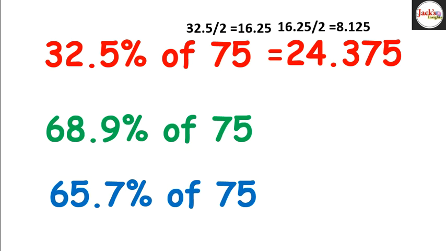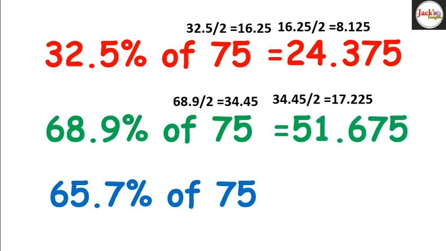Another, 68.9% of 75. So half of 68.9 is 34.45. And what is half of 34.45? That is 17, and half of 0.45, that is 22.5, so that is 17.225. Okay, so 45 divided by 2 is 22.5 or 0.225. 17.225 plus 34.45, you will get 51.675. So that is the 68.9% of 75.